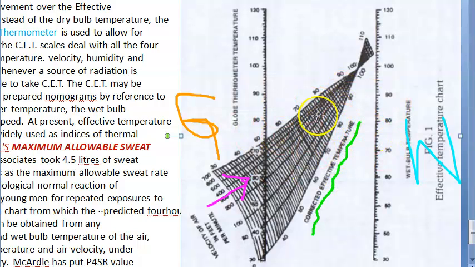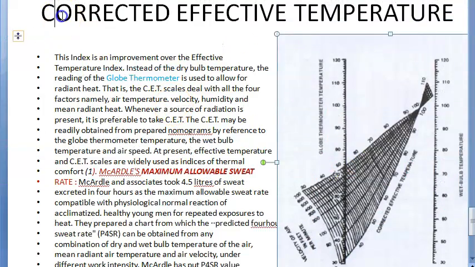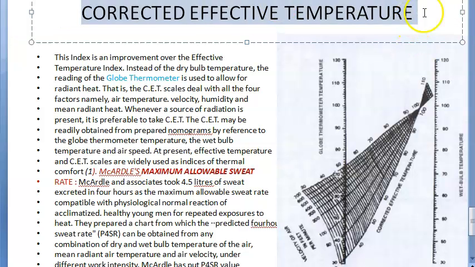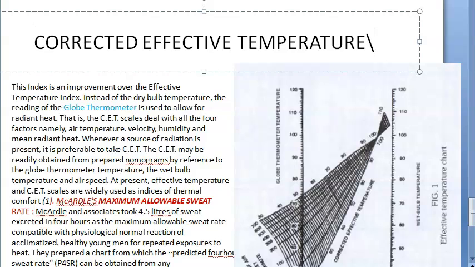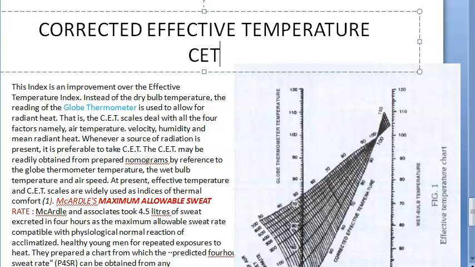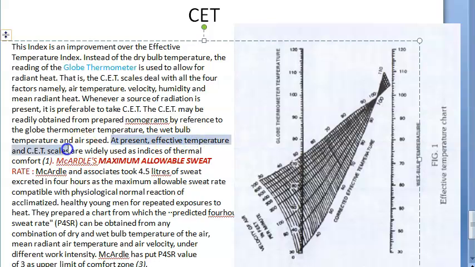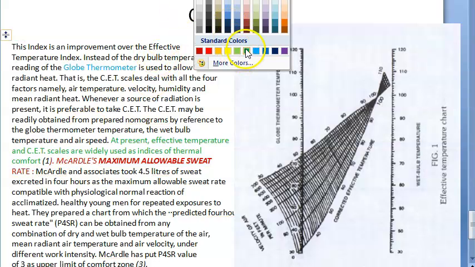And here you have the corrected effective temperature, but here they didn't mark anything as such. This is CET. What is CET? Corrected effective temperature. So here they are saying that at present effective temperature and corrected effective temperature are used as the indices of thermal comfort. Currently they are using this only.